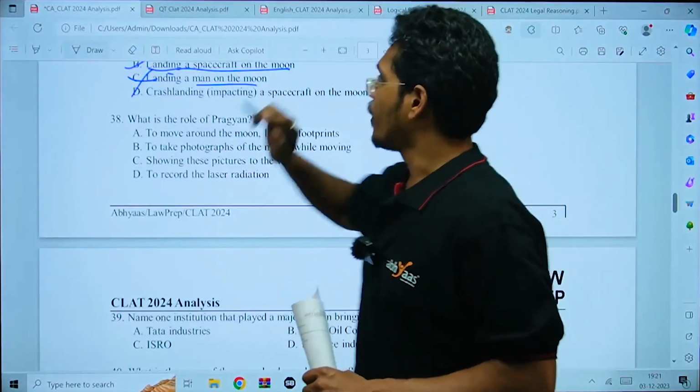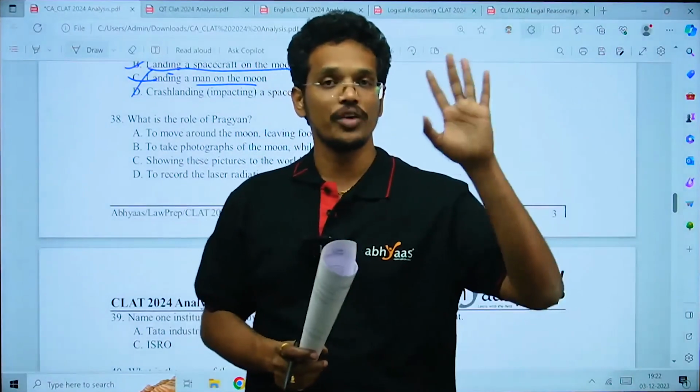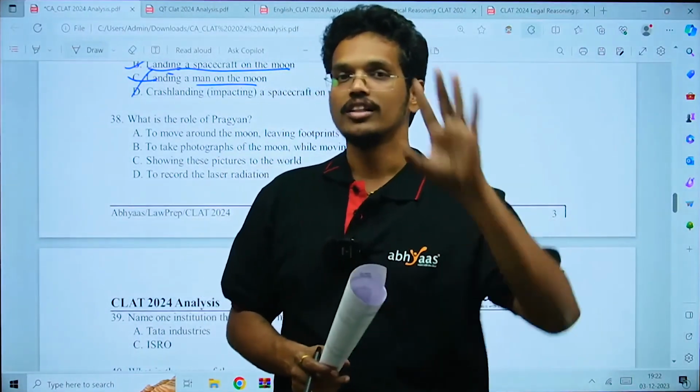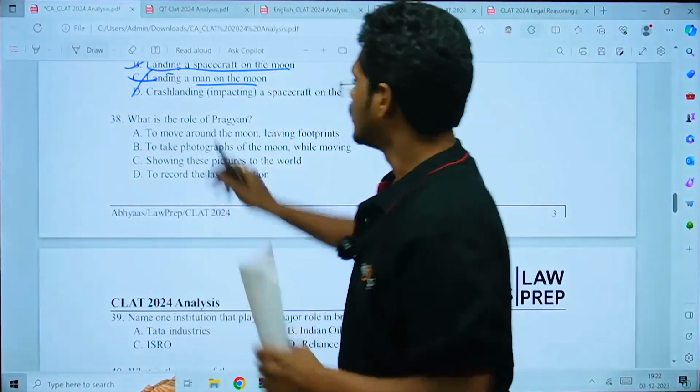What is the role of Pragyan? We have sent Vikram and Pragyan. Vikram is the name of the lander and Pragyan is the name of the rover. The lander carries the rover and the rover will take the photographs. So, the role of the Pragyan.